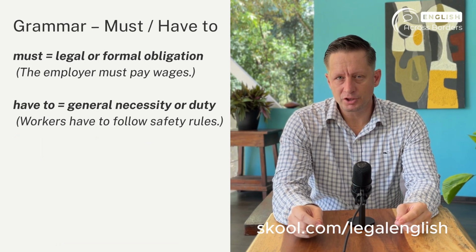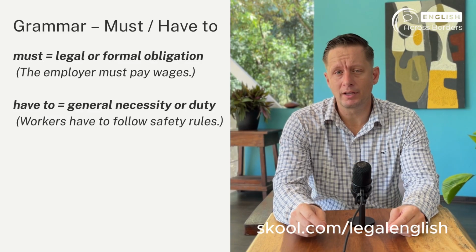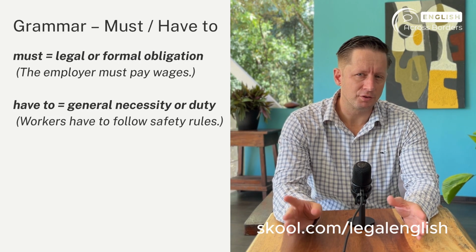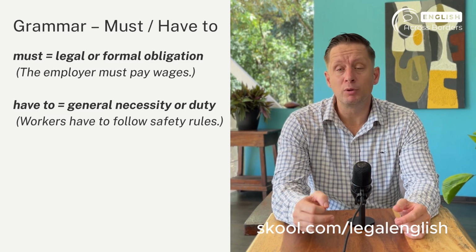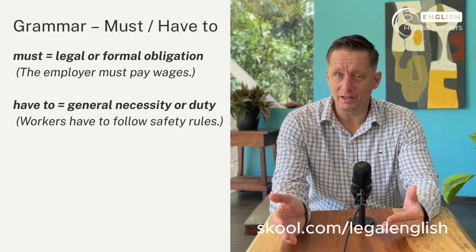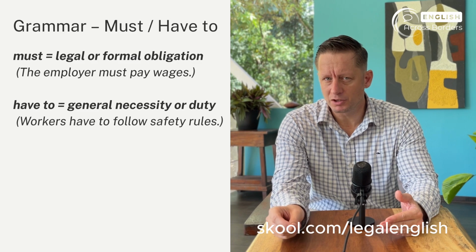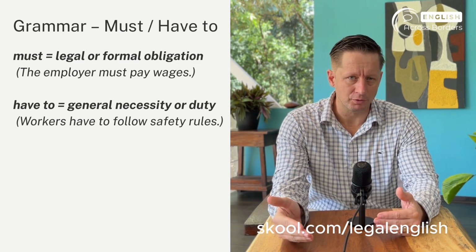In English, we use must and have to talk about obligations and responsibilities. Must often sounds stronger and more formal. Example, the employer must pay wages. Have to also means obligation, but is used more in everyday speech. For example, workers have to follow safety rules.